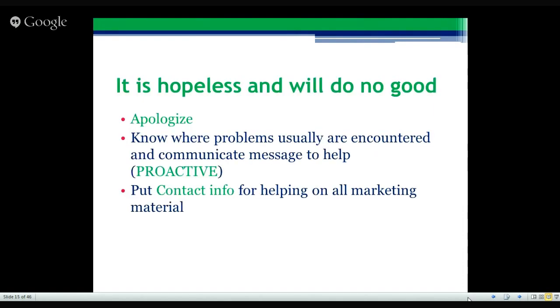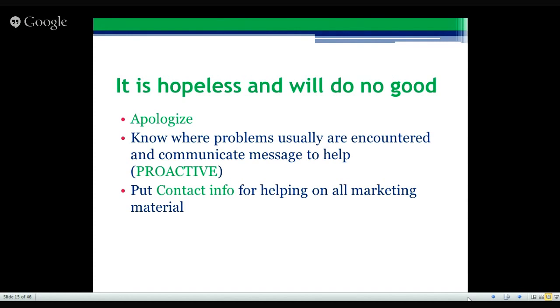So how do you remedy this? Again, apologize, know where problems usually are encountered, and communicate messages to help. So be proactive, create a survey, ask people where the problems are, or if you hear complaints, write them down, note them, and try to actually change those issues that occur.